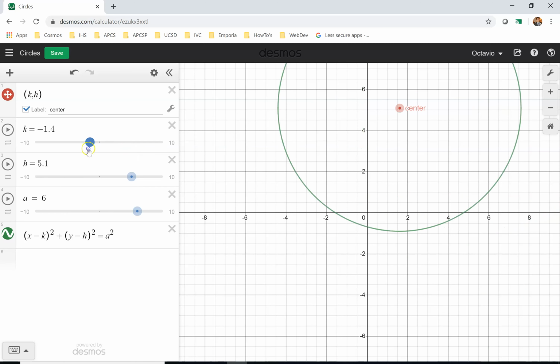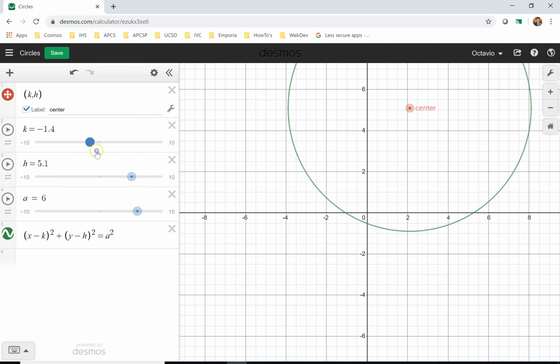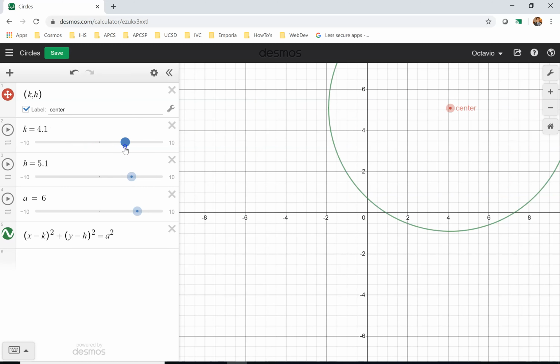And then if you move this, you move the circle sideways, left and right, the k. And that's what these variables h, k, and r do to your circle. They move the center of the circle, and they increase or decrease the radius.